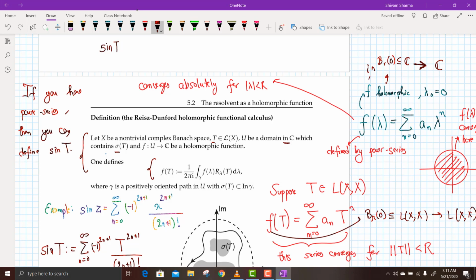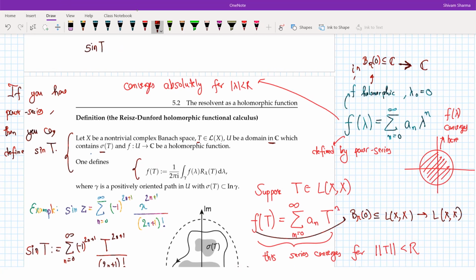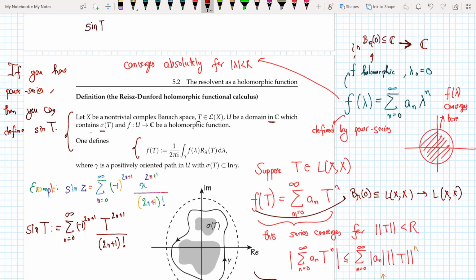Well, let's start like this. Let f of lambda be given by a power series representation, and it means that f is holomorphic in a ball of radius r around 0 from C to C, and this is defined by a power series. And this power series converges absolutely for mod of lambda less than r. So I say that this power series converges here.